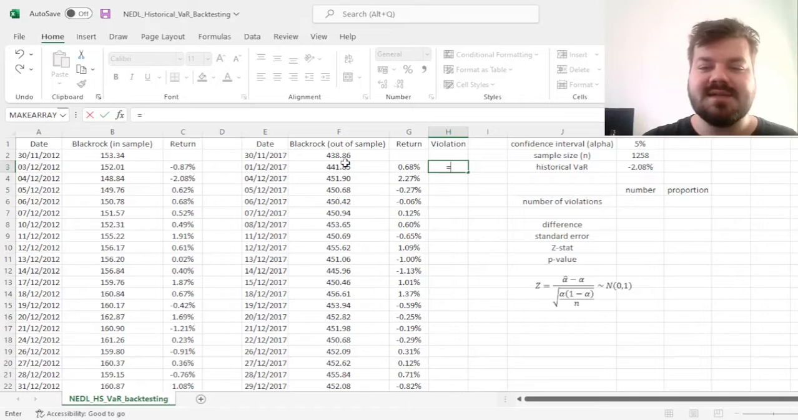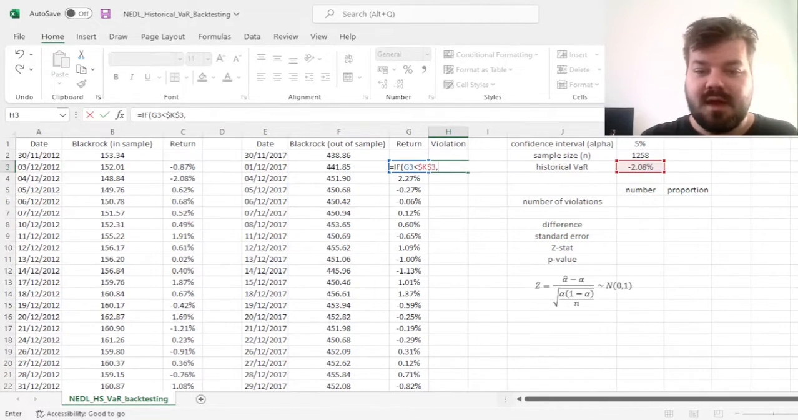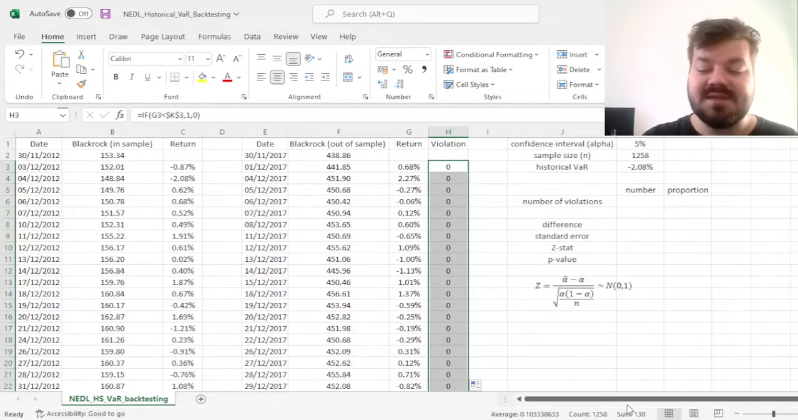That can be quite easily estimated using an IF function. So we figure out whether the return breaches the historical VaR estimated on in-sample data, and we lock that because the VaR stays the same for out-of-sample data. And if it's indeed the case, if our loss is greater than implied by the historical VaR, we input 1 and 0 otherwise. And we can enforce it throughout and see that there have been 130 breaches over 1,258 days.